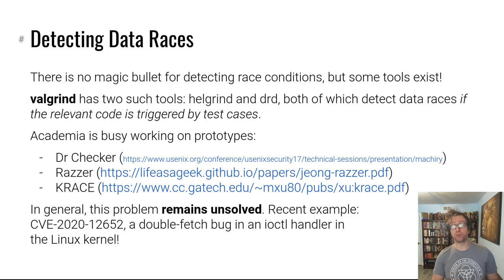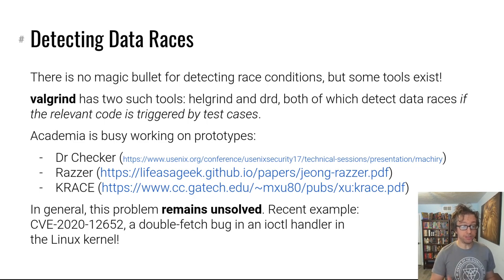But Valgrind only works if you trigger the relevant code in your test cases in a way that it can identify that, hey, a data race could have happened here. It's not a magic bullet. Academia, the research community in general, is working on magic bullets. Dr. Checker is a system that statically analyzes kernel code to identify various vulnerabilities, including data races. And then Razzer and KRace, they basically execute kernel code with random input to try to trigger data races. But none of these is perfect, right?